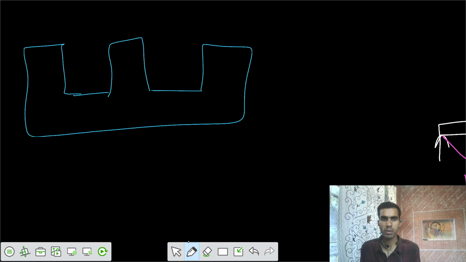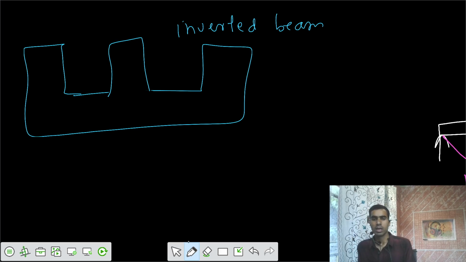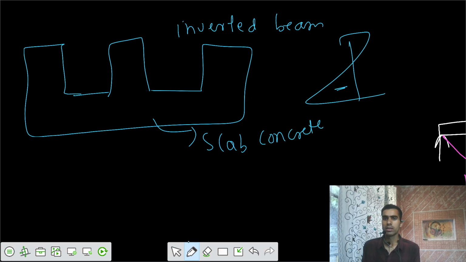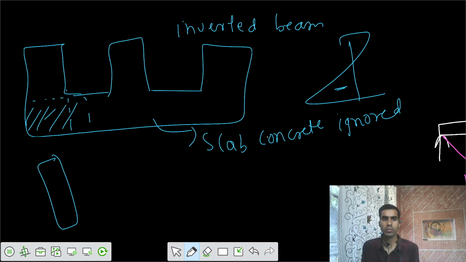Let's say we might be having some beam in this way. We can call it an inverted beam, and we design it as a rectangular beam. If the moments are sagging, the slab is at the bottom, so we can ignore the slab concrete for design. We are going to ignore the concrete in the tension zone, so we can design these as rectangular beams, for the inverted beams. Okay.